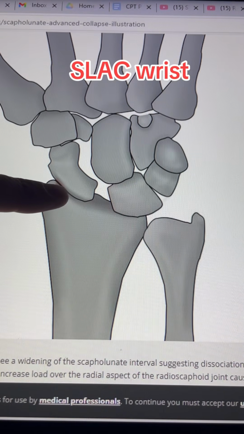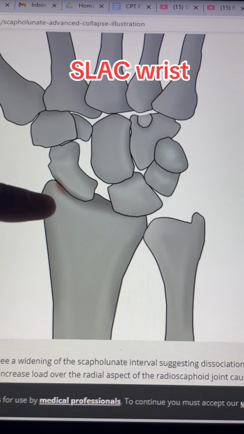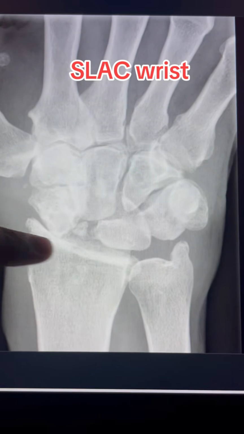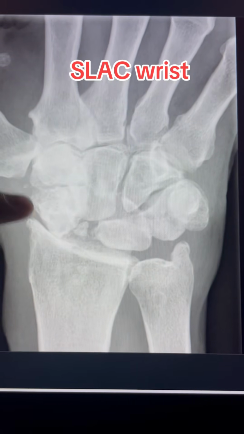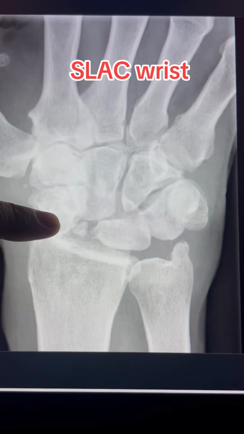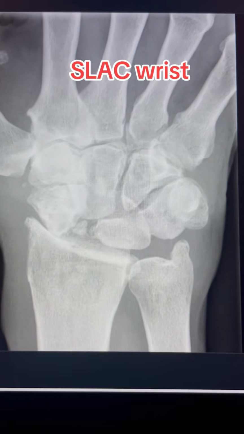This is a drawing of a SLAC wrist. Notice that big gap between the scaphoid and lunate thanks to radiopia. And you can see on x-ray how a SLAC wrist leads to severe arthritis of the wrist. So what you think could be just a simple fall and maybe a sprain on the wrist, you have to make sure you don't have gapping or significant scapholunate ligament injury that could lead to a big gap and premature arthritis.